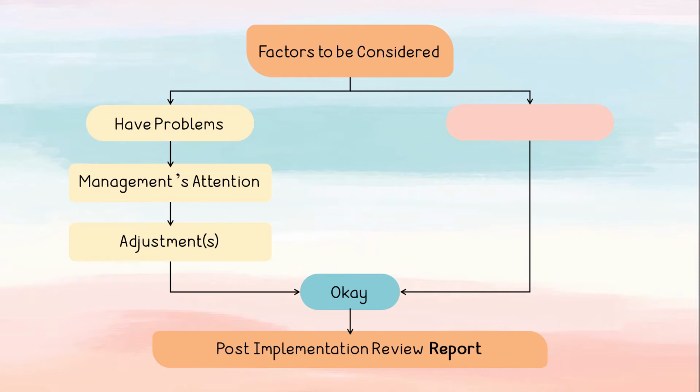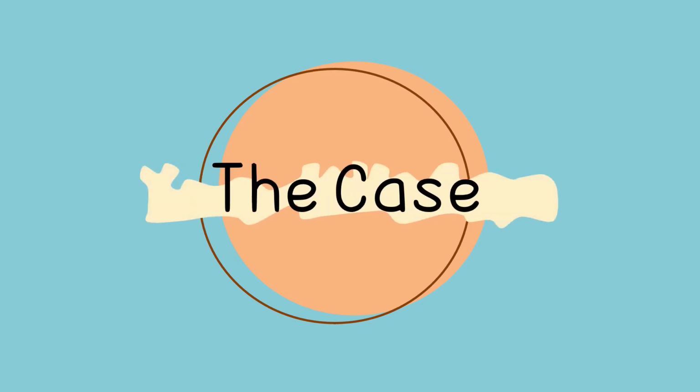Secondly, if the company faces no problem with implementing the project, meaning everything is okay, then the company could straightaway proceed with the preparation of the post-implementation review report. Now that we understand what operation and maintenance is in the system development life cycle, let's jump into the case.